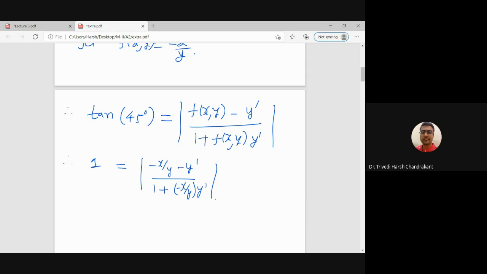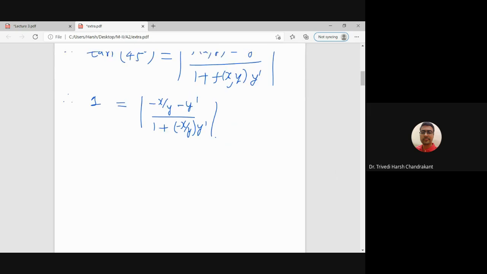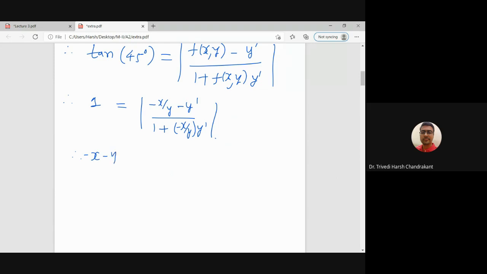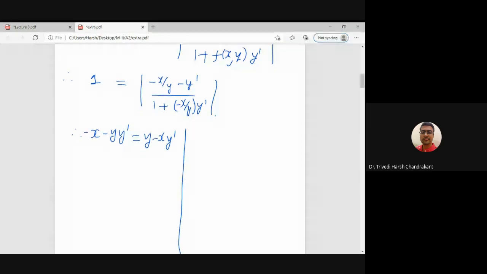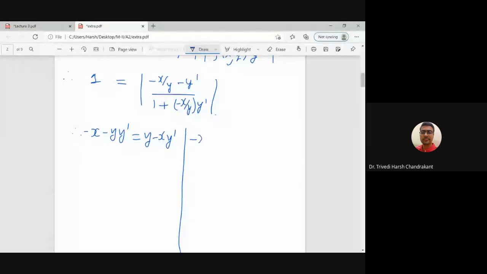So now we get two cases, right? Because we have a modulus here, so plus or minus 1, we will get two cases. So we get two differential equations. First one is minus x minus y dash is equal to y minus xy dash. This is the first case. The second case is minus x minus y dash is equal to minus y plus xy dash.